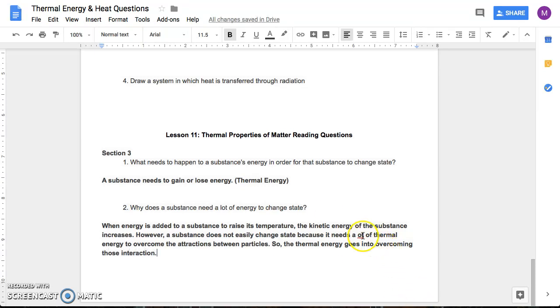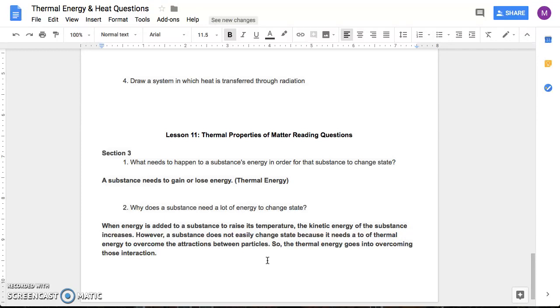When we look at, let's say, water, if we had water particles, yes, we can increase kinetic energy of those particles. And if we increase the kinetic energy, the temperature is going to go up. But when we look at going to change state, it needs a lot of energy because we have to overcome these attractions between particles. Particles are attracted to each other. And in order for something to go from a solid to a liquid, remember, in a solid they're vibrating in place, and in a liquid they're sliding past each other.